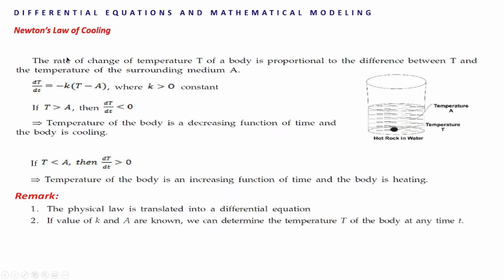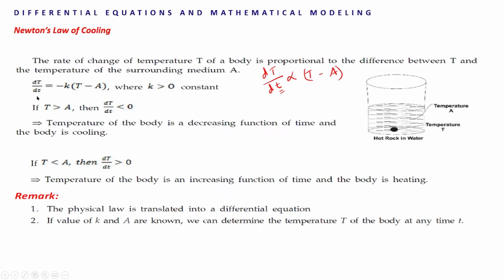First, we will see Newton's law of cooling. According to Newton's law of cooling, the rate of change of temperature T of a body is proportional to the difference between T and the temperature of the surrounding medium. So here the rate of change of the temperature of a body, that is dT by dt, where t is the time, is proportional to the difference between the temperature of the body and the temperature of the surrounding medium A. So this is proportional to T minus A.